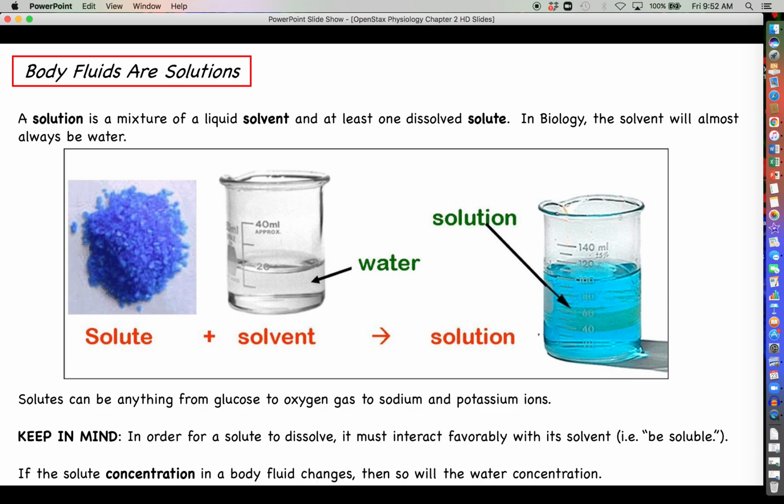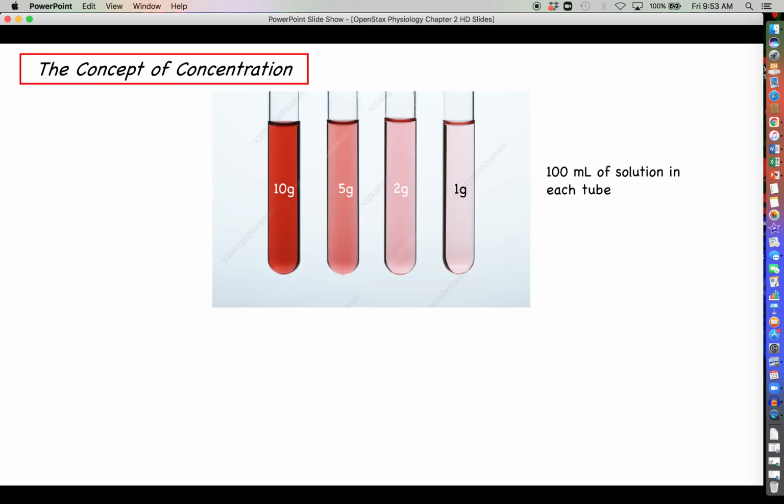So before we get too deep into that, we want to go ahead and have a conversation about concentration. We'll give a formal definition for what concentration is on the next slide. But basically, concentration is going to be your measure of, in a given volume of solution, how much of a particular solute is present. What percentage or what proportion of the solution is taken up by a particular solute. And something that we are going to demonstrate on the next slide is that if the solute concentration in a bodily fluid changes, then the water concentration is going to change as well.